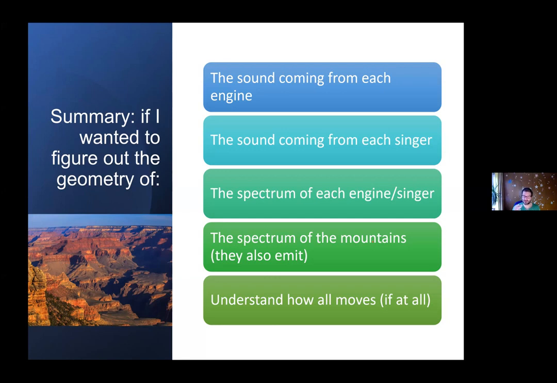Is the singer taller, shorter? Is the engine bigger, smaller? Is the engine very big or very hot or not? All those pieces of information are the ones that we use to try to understand who is emitting the sound, and therefore to understand better how we map the mountains.